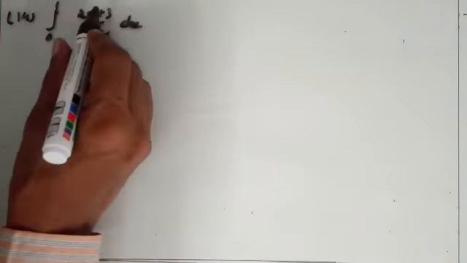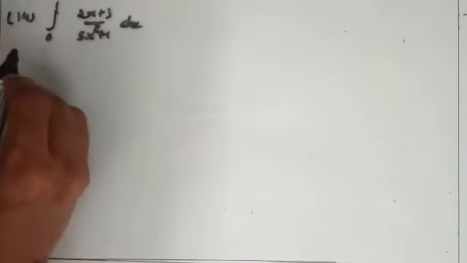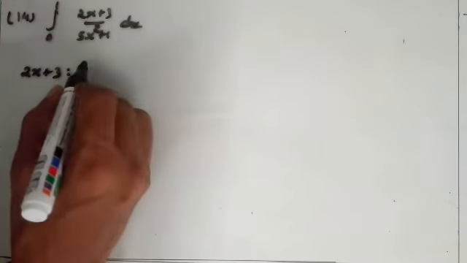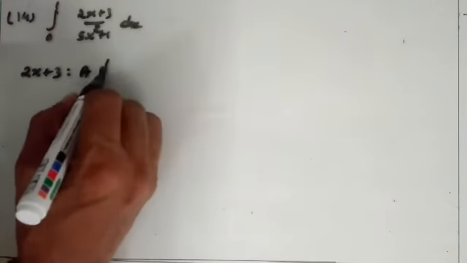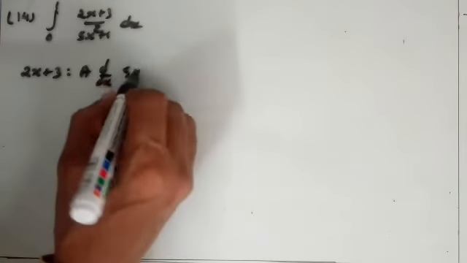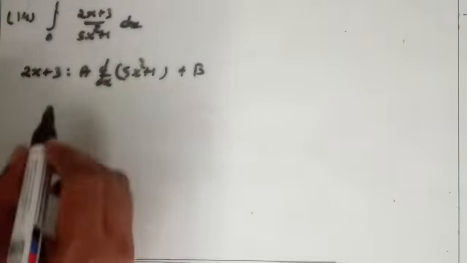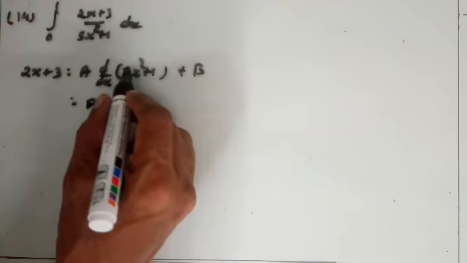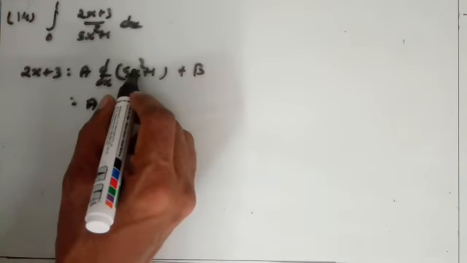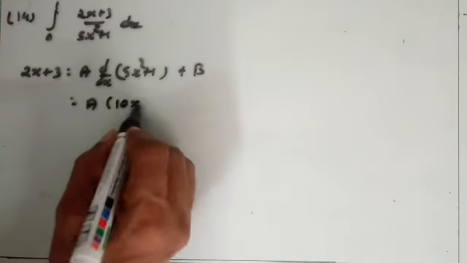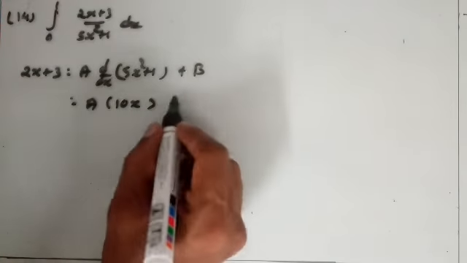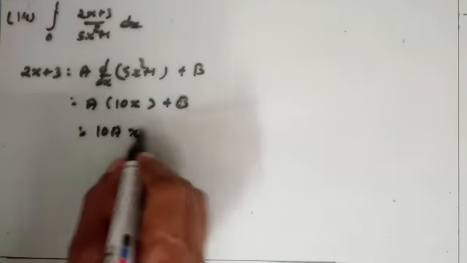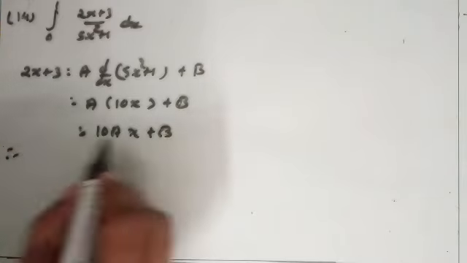We know that in this type of integration, first we find a and b in such a way that 2x + 3 is equal to a times the derivative of (5x² + 1), plus b. So a times the derivative: 5 times the derivative of x², which is 2x, so 2 into 5, 10x, and the derivative of 1 is 0, plus b. So it is equal to 10ax + b. Now compare both sides.